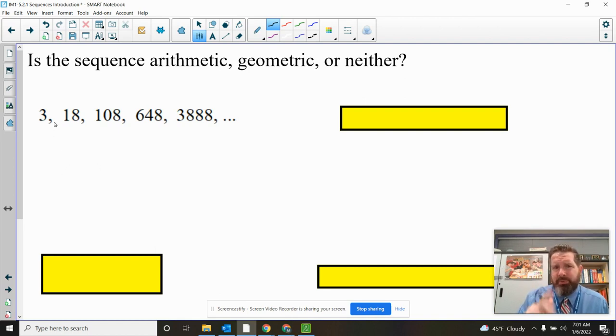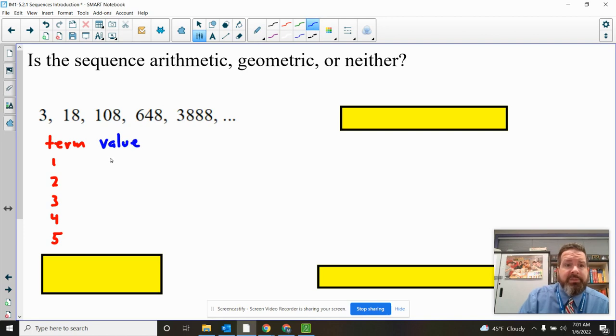And I'm going to put two things in the table: the term number. And so here there's 1, 2, 3, 4, 5 numbers listed. That means there's the first term, second term, third term, fourth, and fifth. And then the other thing I'm going to list is what the actual value is. So it was a 3, and then an 18, and then a 108, a 648, and a 3,888.